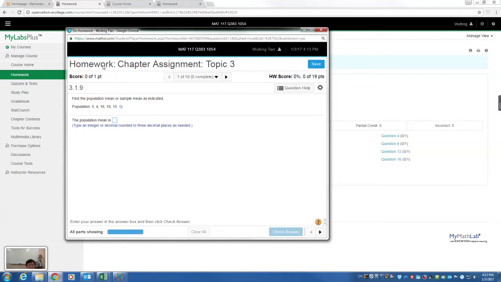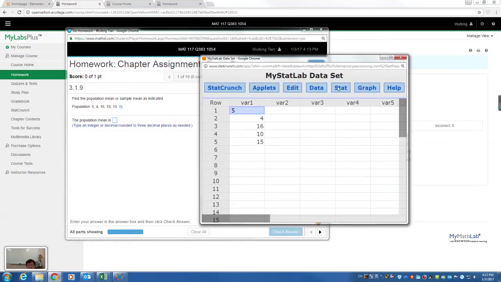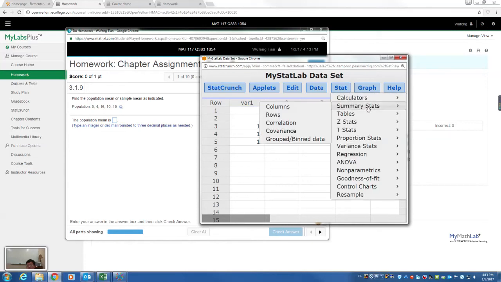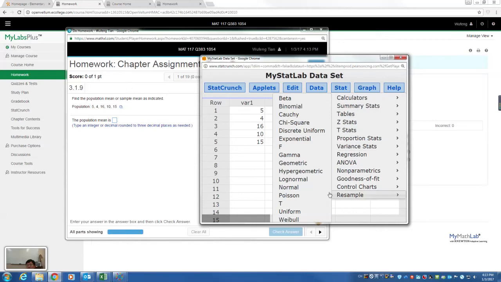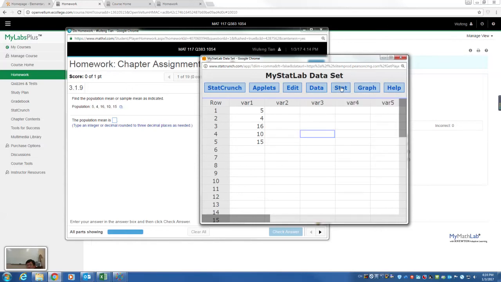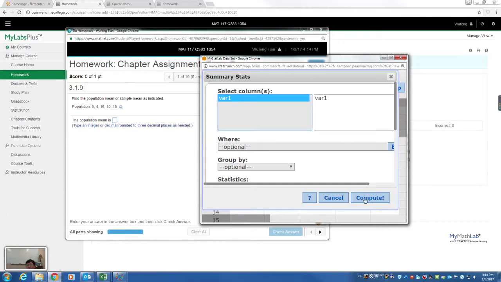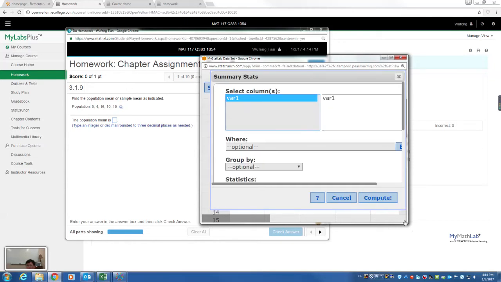So next one is homework 3, topic 3: find the population mean and the sample mean as indicated. Opening StatCrunch, and you have the data available here. So Stat, Summary Stats, Columns.